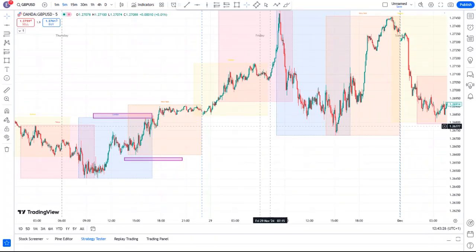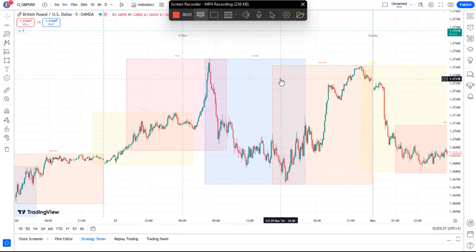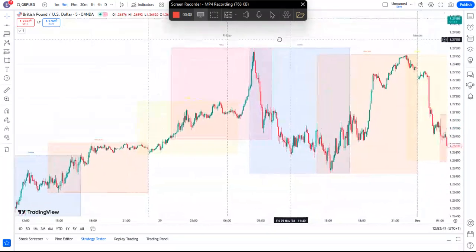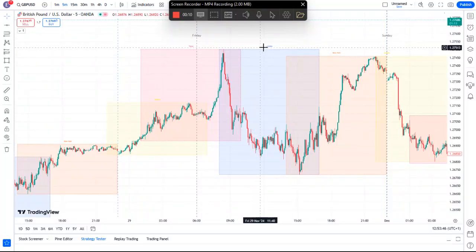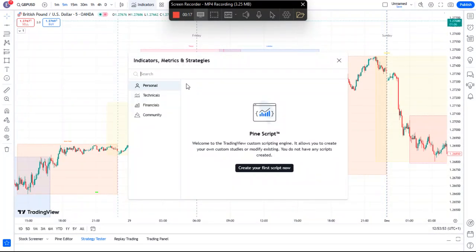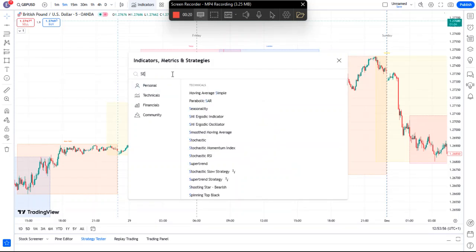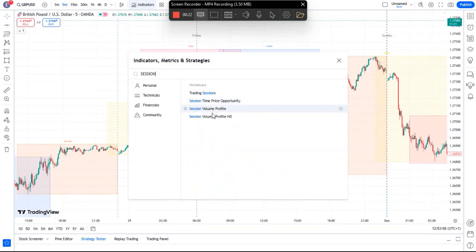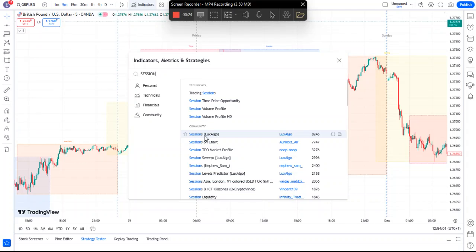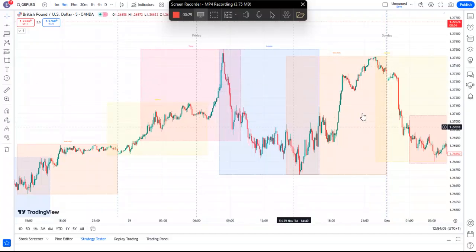So today I'm showing you guys a new strategy that you can use. Even a beginner can do this strategy also. Now this strategy is called the session strategy. What you want to do is go and click on your indicators and search for sessions, and click on this Sessions by LuxAlgo right here. When you click on it, you get something like what you can see on my charts.